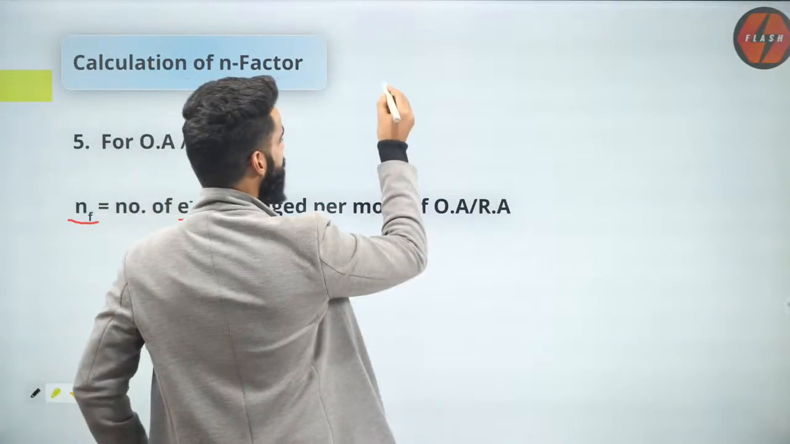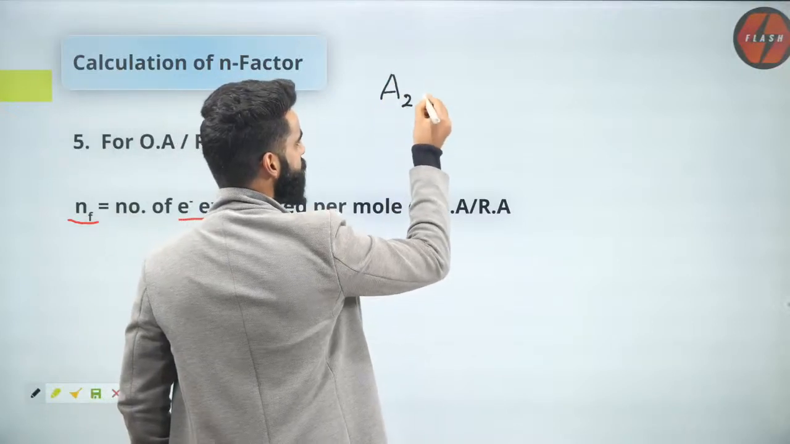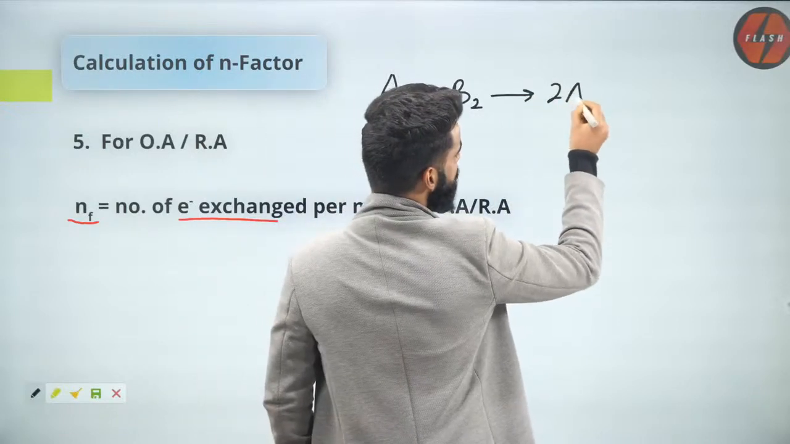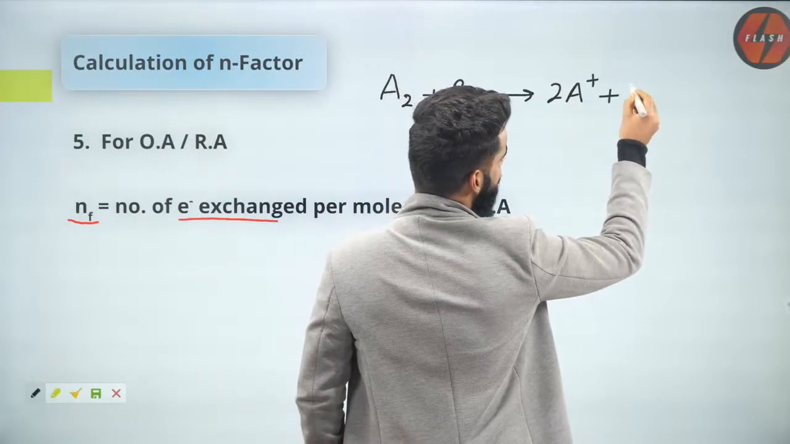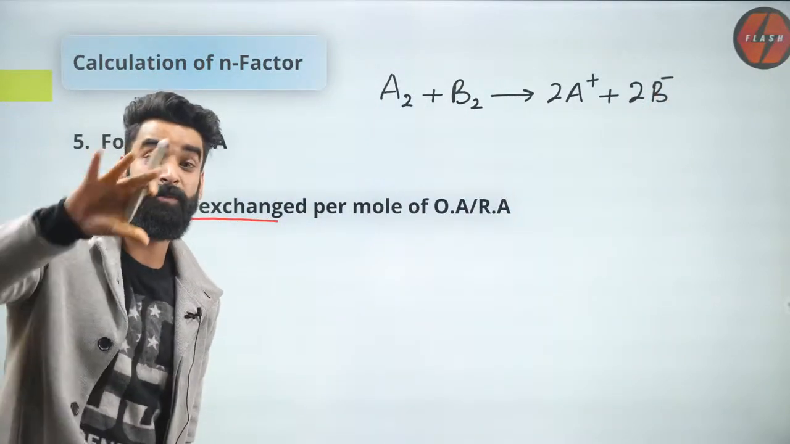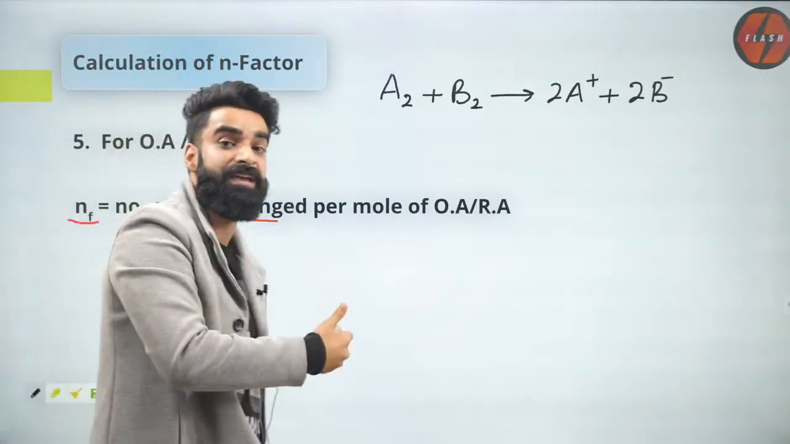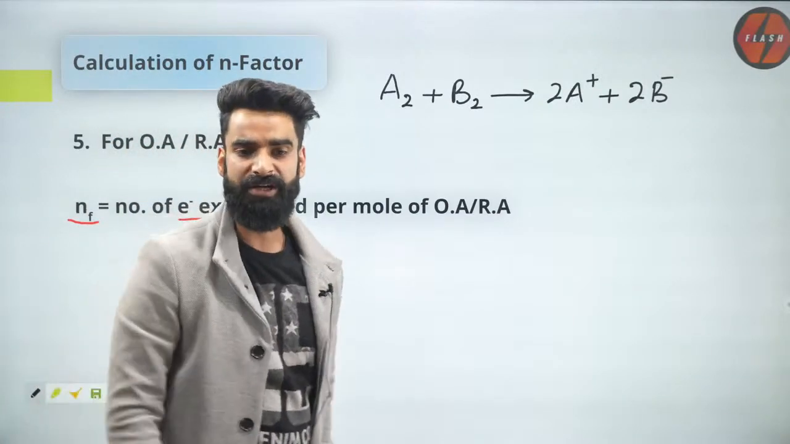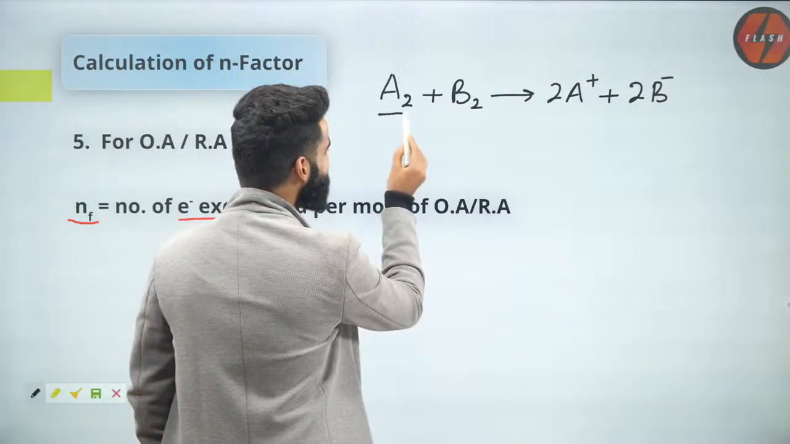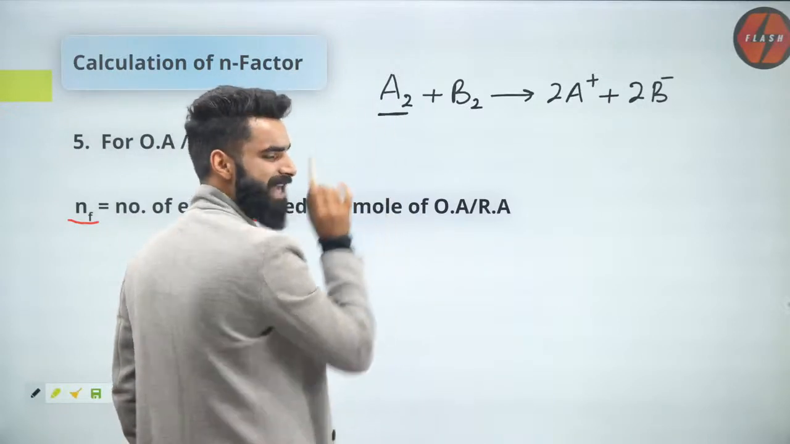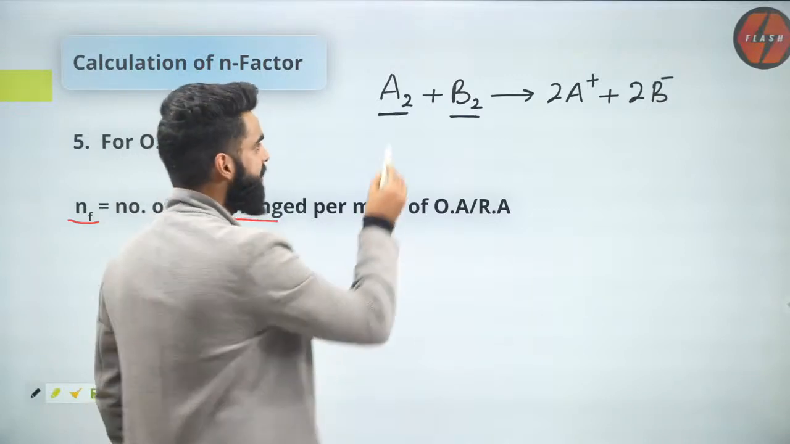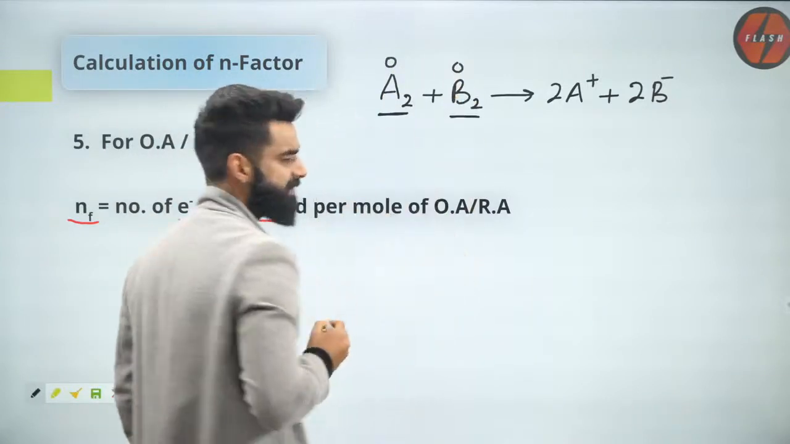Just have a look. For example, I've got a reaction like this: A2 plus B2 gives, for example, 2A+ plus 2B-. Let's say this is one general reaction which I'm taking, in order to make you understand the concept of n factor for the oxidizing and reducing agents. Now people, see. Have a look. I'm assuming this A2 right here to be in its standard state. I'm assuming this B2 right here to be in its standard state. So their oxidation state should be 0.